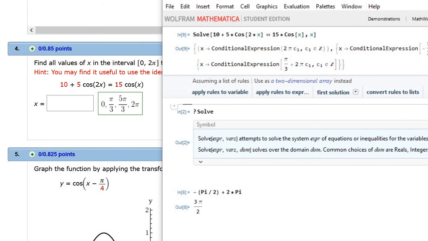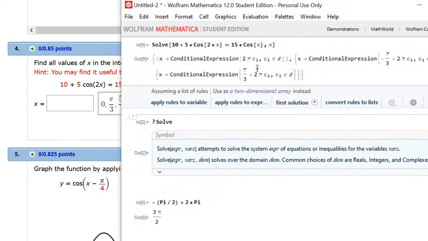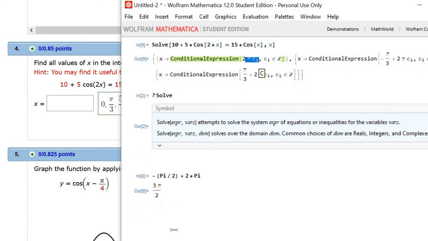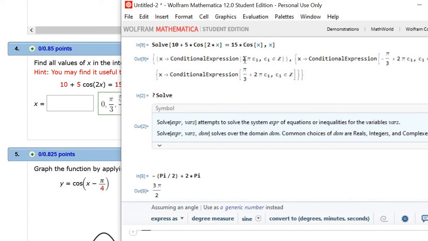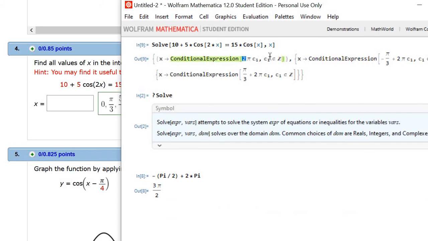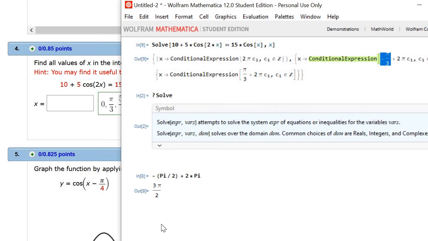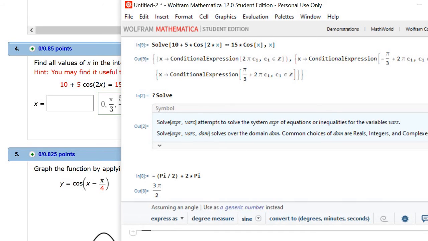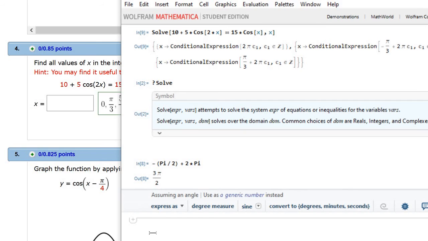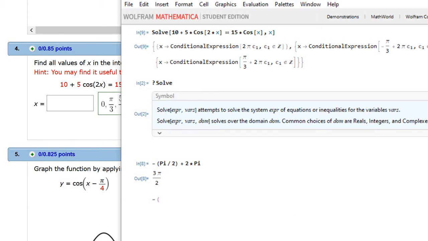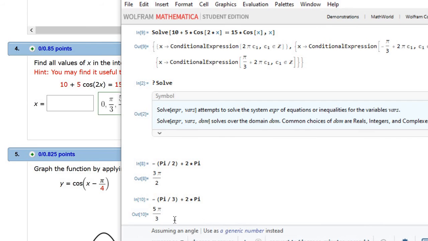So it gave me a whole bunch of stuff. It first gave me all multiples of 2 pi, which, you know, zero's in there. 0 is a multiple of 2 pi, so 0 is one of the answers. But then when I put 1 in here, I'm out of the region of 2 pi. So this first conditional expression only gives me one answer. That's 2 pi. The second one is minus pi over 3 plus 2 pi. So let's go down to here and see what I get as one possibility. And it gives me 5 pi over 3.